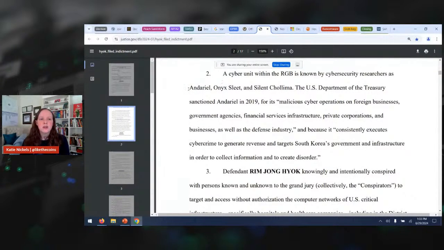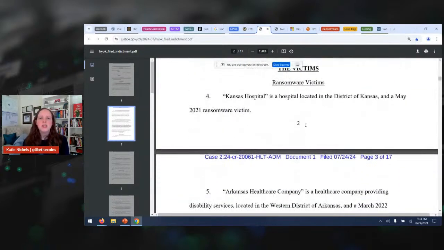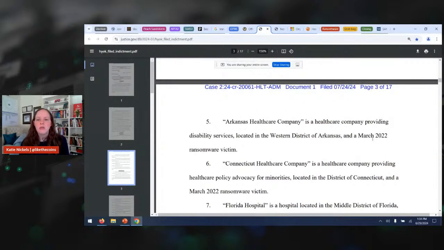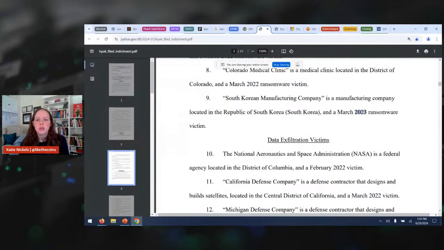We see, of course, our fun multiple names here: Andariel, Onyx Sleet. That's a Microsoft name because it's weather related. Whatever name you call it, it's a North Korean group. So they talk about the victims. And one thing I find interesting about indictments like this one is the time span, right? When you look here, a Kansas hospital was victimized in 2021. This is 2022, a bunch of 2022, 2023.